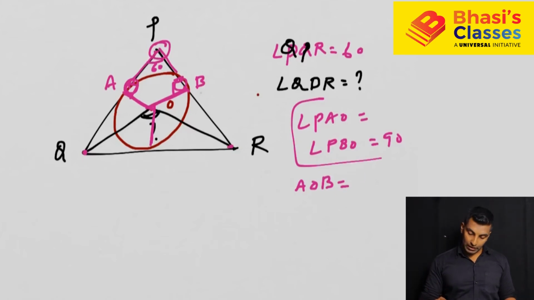360 minus 240 means 120. So you get this angle as 120. This angle you get as 120. So what will be this total? This total will be 240.